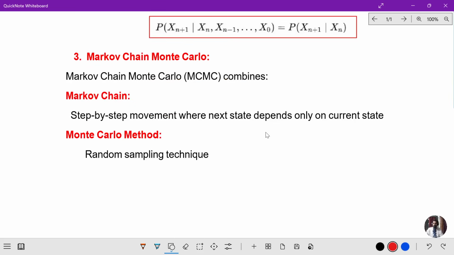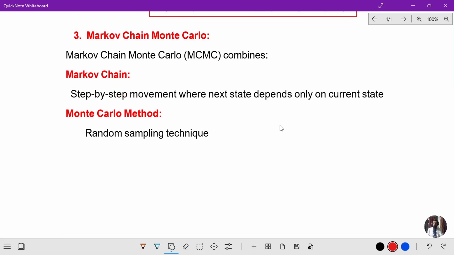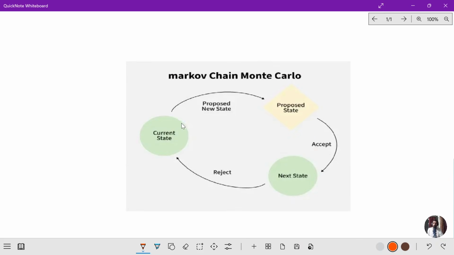The last one we have on the screen, that is the third one, Markov chain Monte Carlo. So remember all of you, when you say Markov chain Monte Carlo, it combines two. First one is the Markov chain, second one is the Monte Carlo method. In the Markov chain, we do step by step movement where the next state depends on only the current state. But in the Monte Carlo method, we are using the random sampling method. So this is about the Markov chain Monte Carlo method.